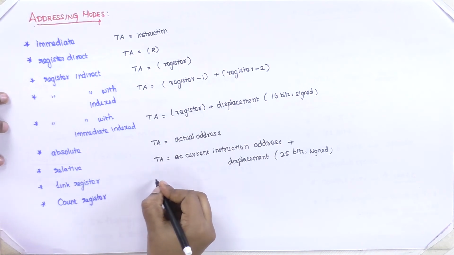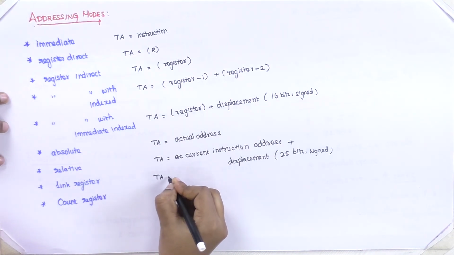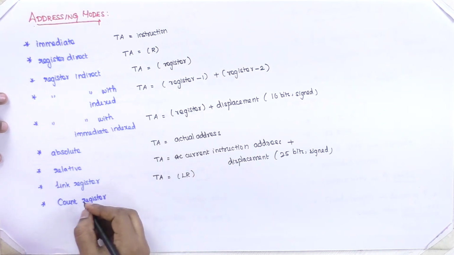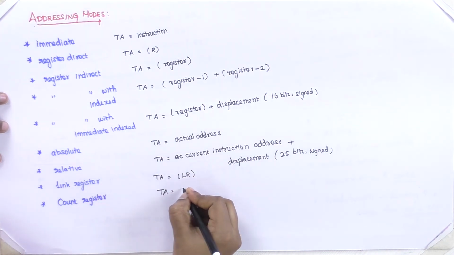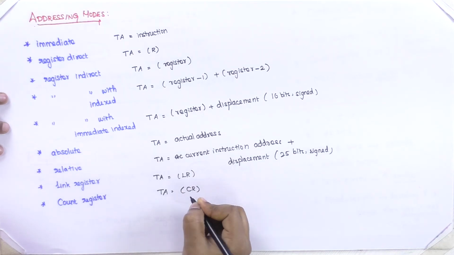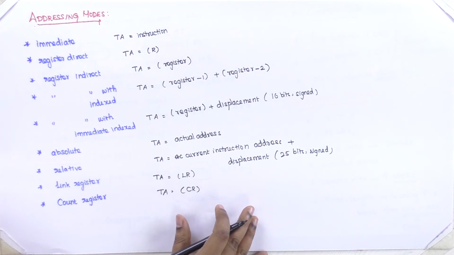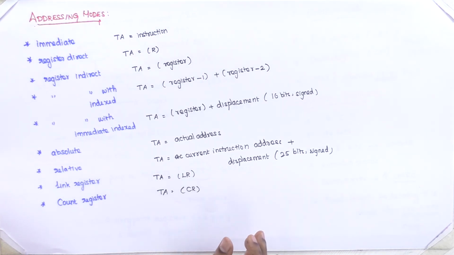The target address for link register is equal to the value that is stored inside the link register, and for count register, the target address is equal to the value that is stored inside the count register. So that's all about the addressing modes available in PowerPC architecture.